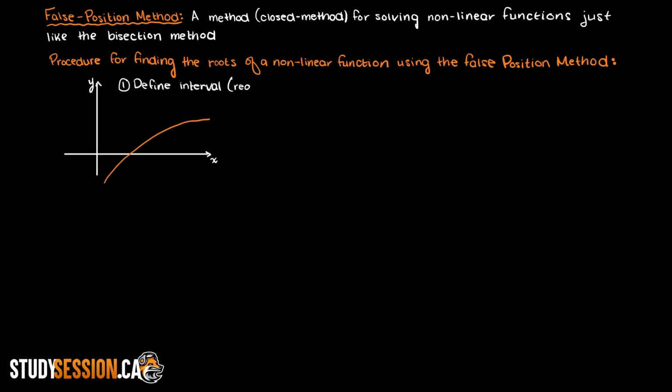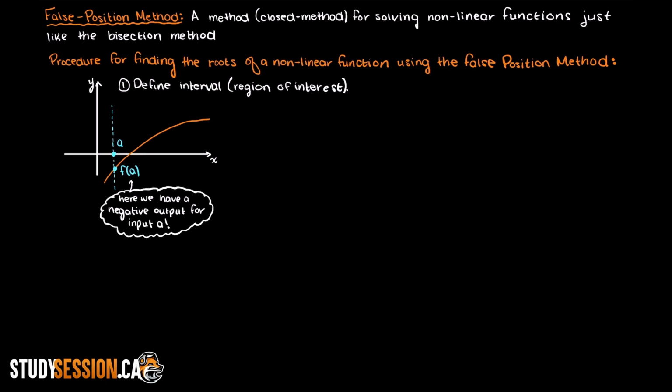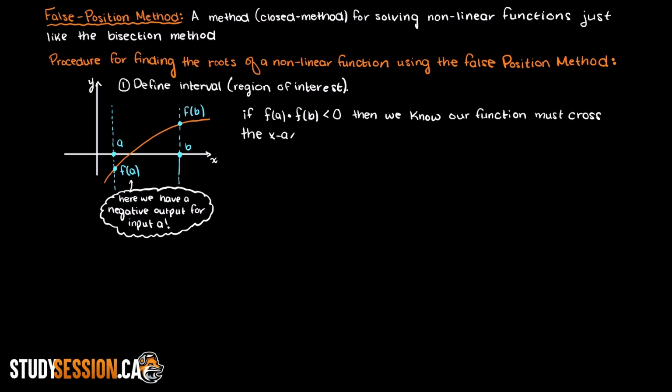Step 1. We define a region, two x values, for which we know that there is a root present. But how do we know this? Well, our first input of x, which I will call a here, will have either a positive or a negative output. Whatever output we receive from input a, we want the output from input b to be the opposite of the output of a. This ensures that our function has crossed the x-axis.